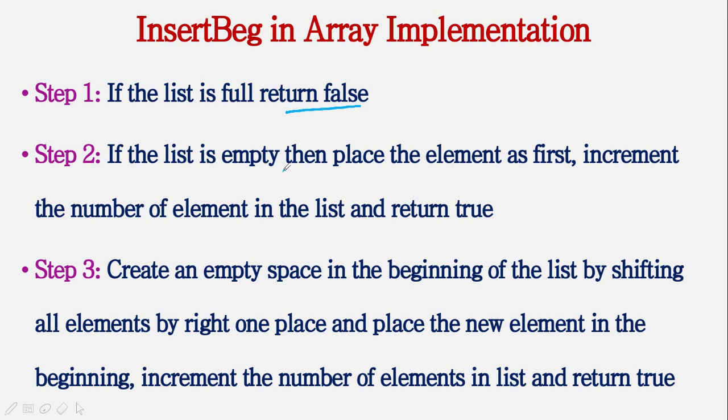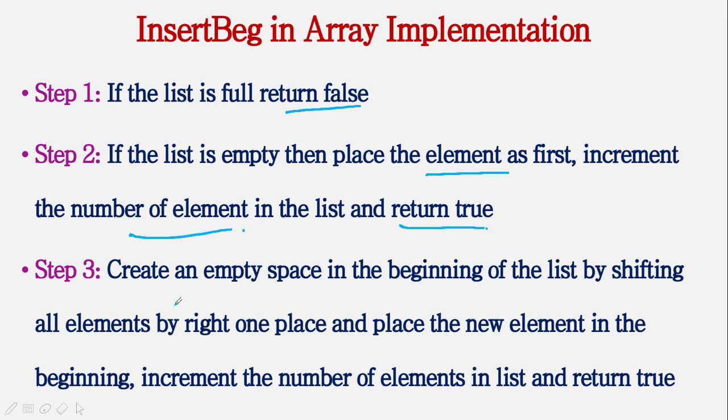Okay, so if the list is empty, then place the element as the first and increment the number of elements in the list. Two things you have to do. First, you have to place the element as the first element, and also you have to increment the number of elements in the list, and then you have to return true. And step 3: these are functions, so I am not putting the else and so on, since I have included the return in the step itself.